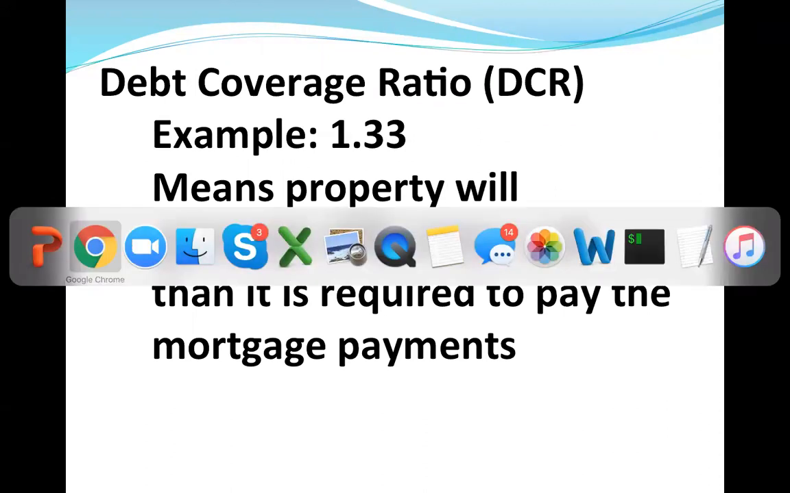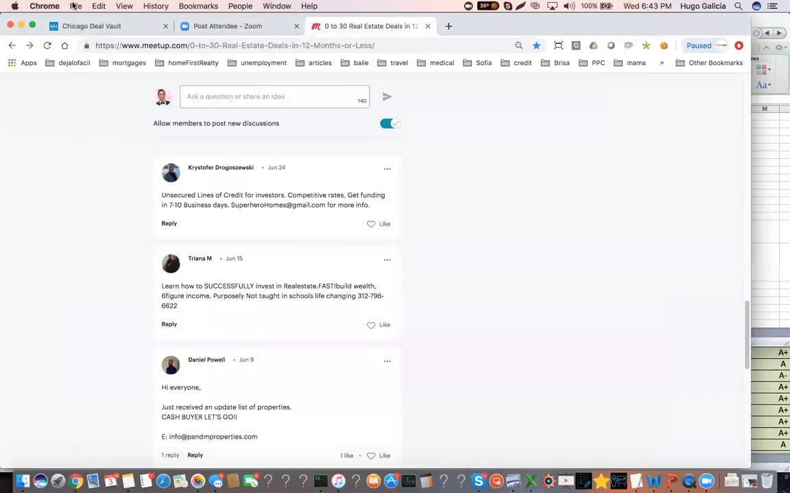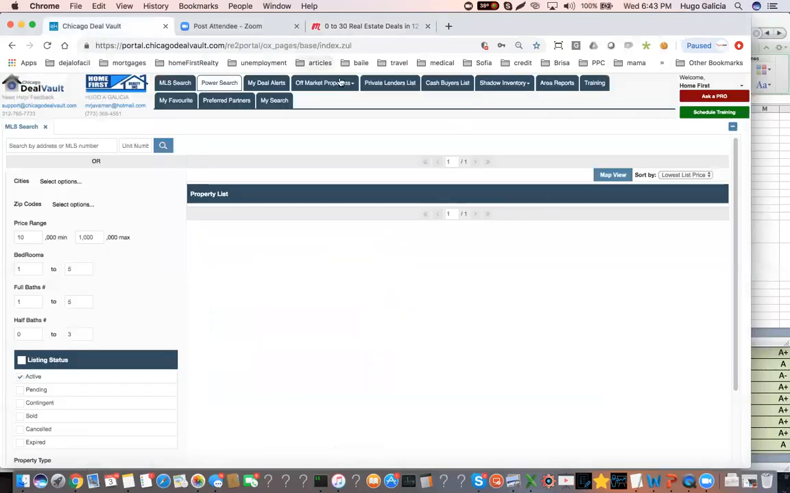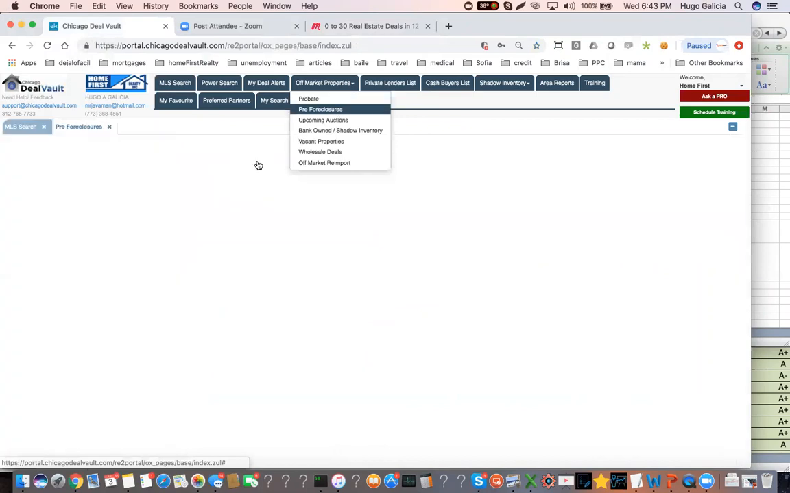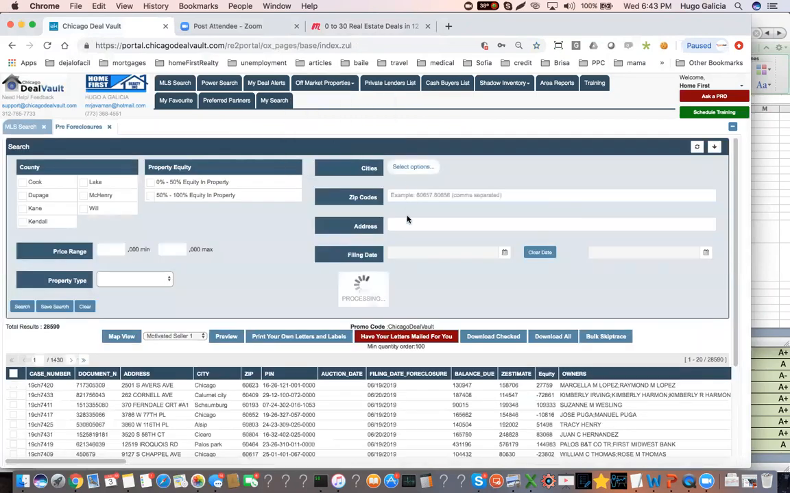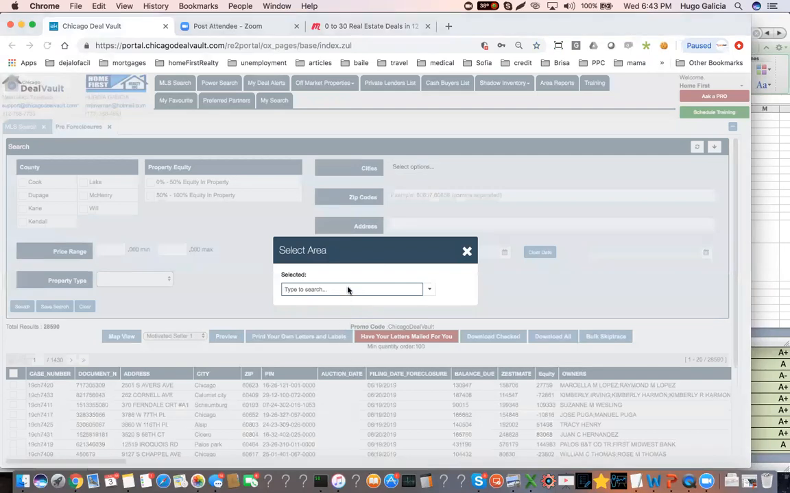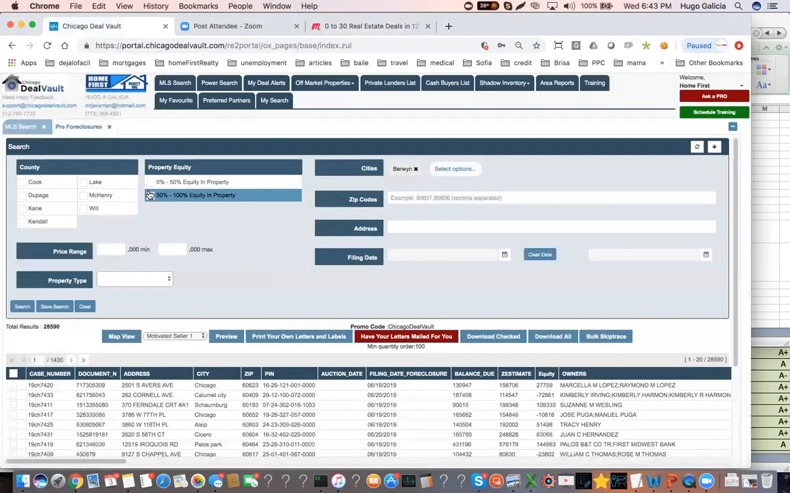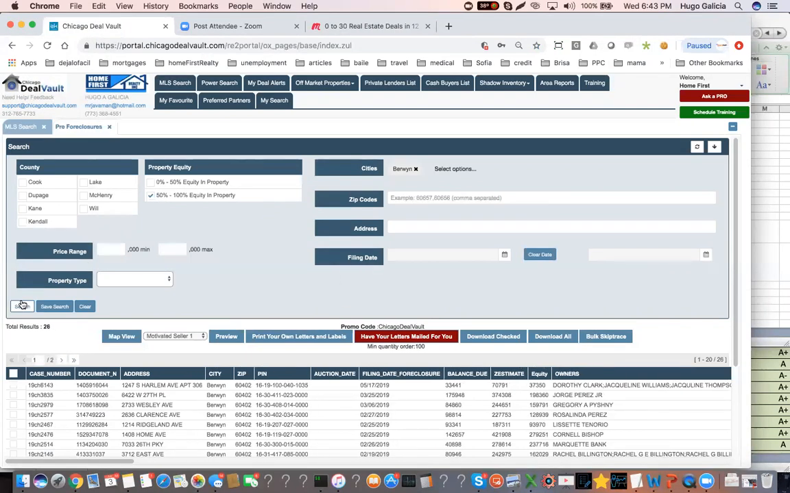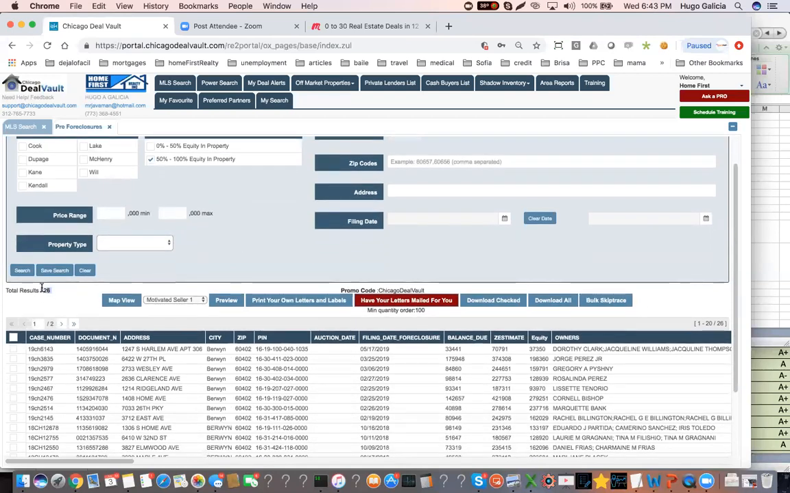So let me show you an example in ChicagoDealVault. So let's log on, and then I'm gonna find a great deal for pre-foreclosures, okay? So we're gonna select, let's say, Bergwijn. And then remember, we are going to filter by high equity. So we just want the awesome deal. So people who owe very little to the bank, but their property is worth quite a lot. So we found 26 awesome deals.